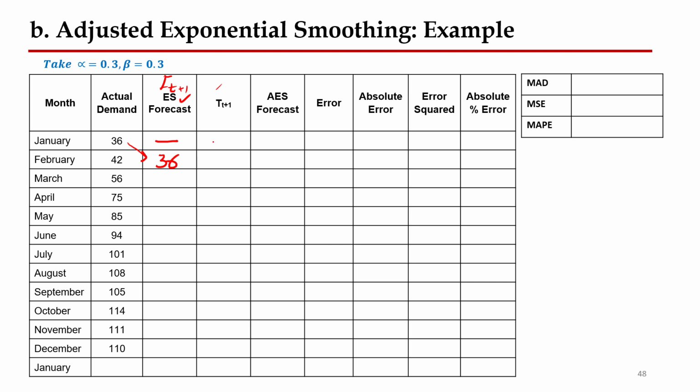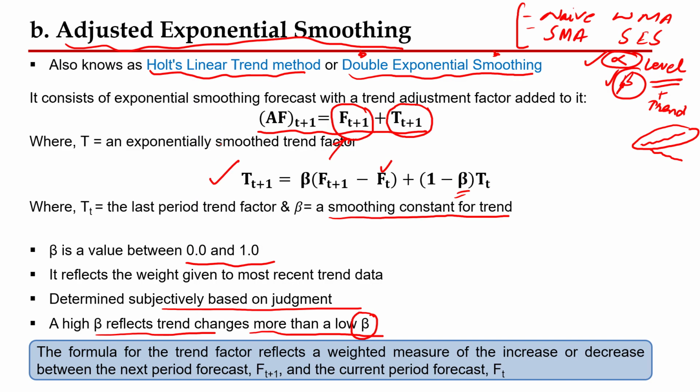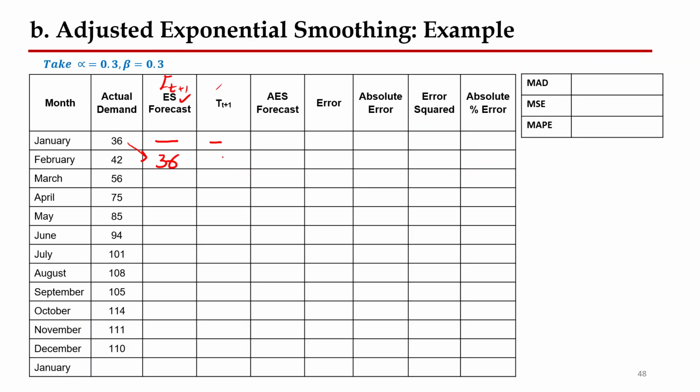As well, in order to find the trend, we have to assume the initial value, because in this formula we have FT. So once again, we are going to find the initial value of this trend component. We are going to skip the first month because we do not have the forecast value here. Against this, we are going to calculate the initial value of the trend component.